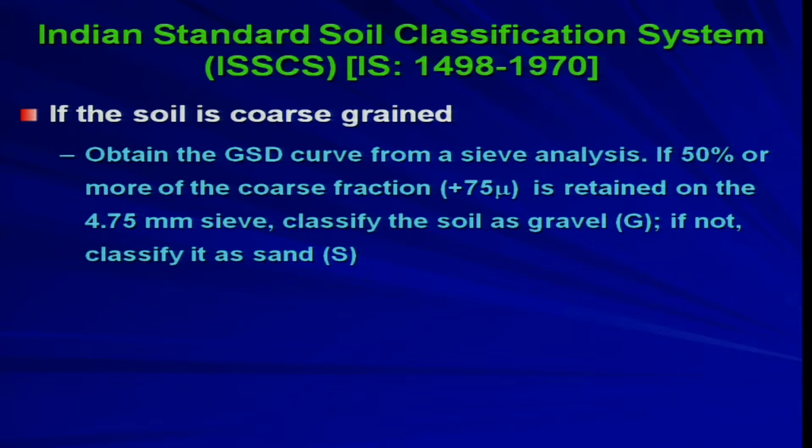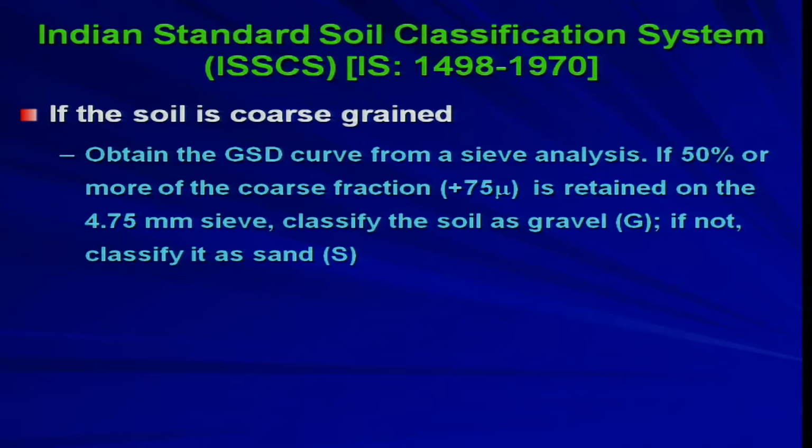If 50% or more of the coarse fraction, that means higher than 75 micron, is retained on the 4.75 millimeter sieve, please try to understand. You take the whole part that was retained on the 75 micron sieve, the coarse fraction. Now, if you observe that 50% or more of it is retained on the 4.75 millimeter sieve, classify the soil as gravel.